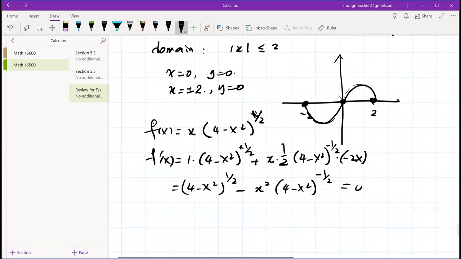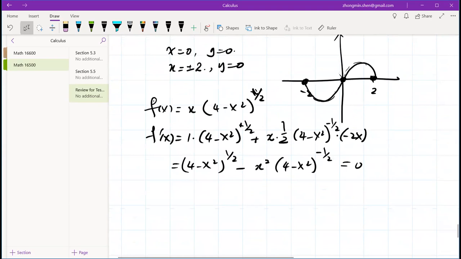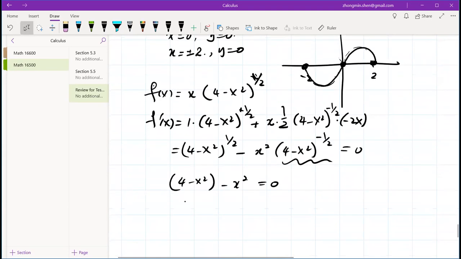So how to solve this equation? All right. To solve this equation, you have to multiply both sides by this term, the square root of 4 minus x squared. Okay. So you get 4 minus x squared minus x squared is going to be 0. And 4 minus 2x squared equals 0. X squared equals 2. And that implies x equals plus minus square root 2. So you do have those two numbers. Those are two critical numbers.